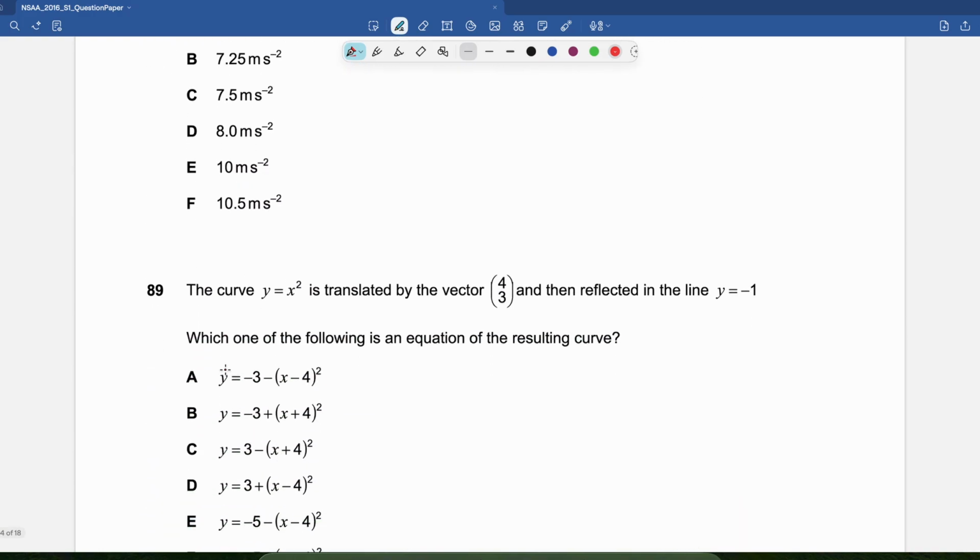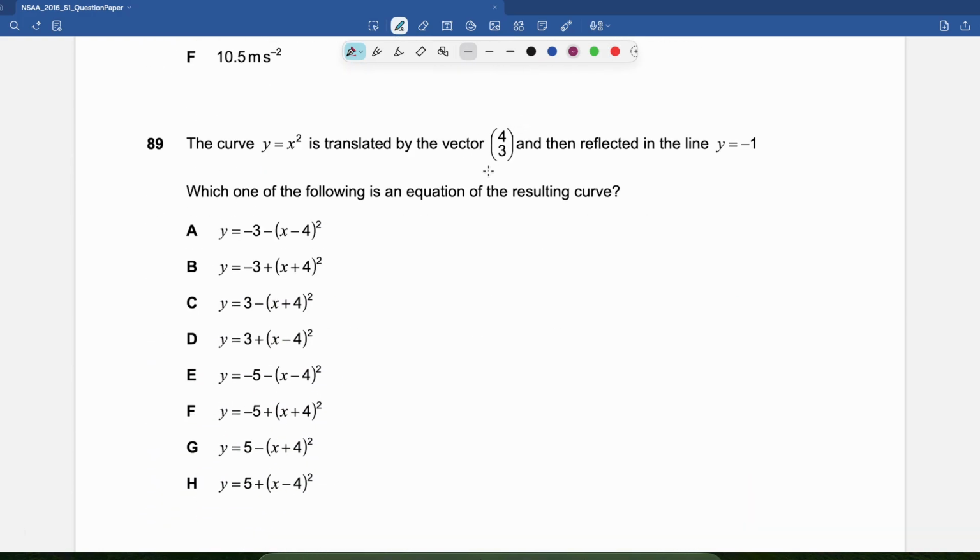Alright. Last question. The curve y is equal to x squared is translated by the vector 4, 3 and reflected in y is equal to minus 1. Which of the following is the equation of the resulting curve? So instead of tracing the graph, we would follow a method known as identify the vertex. The vertex for the original graph was 0, 0, and after translation by 4, 3, the vertex will become 4, 3.